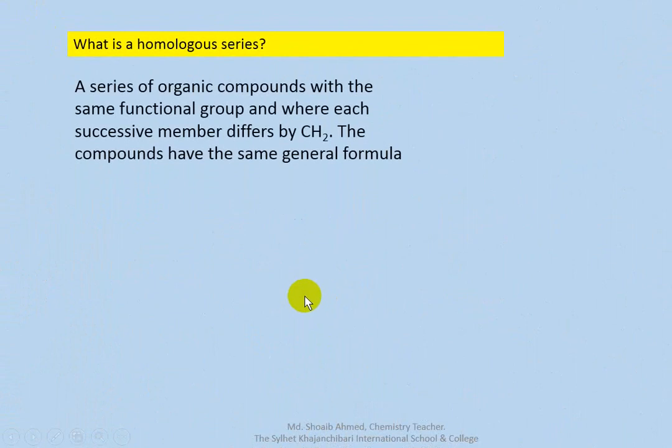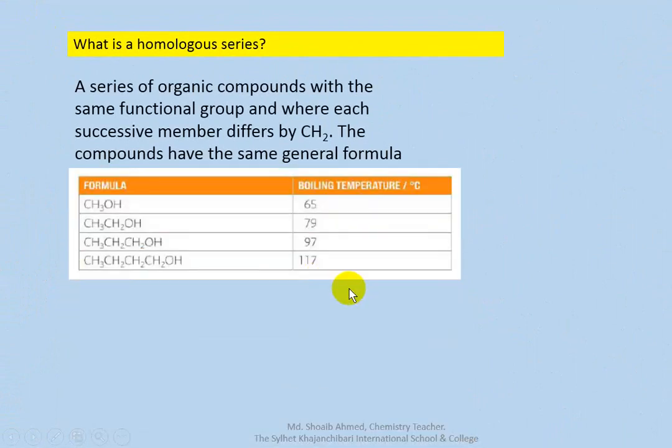Okay, homologous series. Look, this is a homologous series of alcohol. This is methyl alcohol, ethyl alcohol, propyl alcohol, butyl alcohol. The IUPAC names are methanol, ethanol, propanol, butanol.